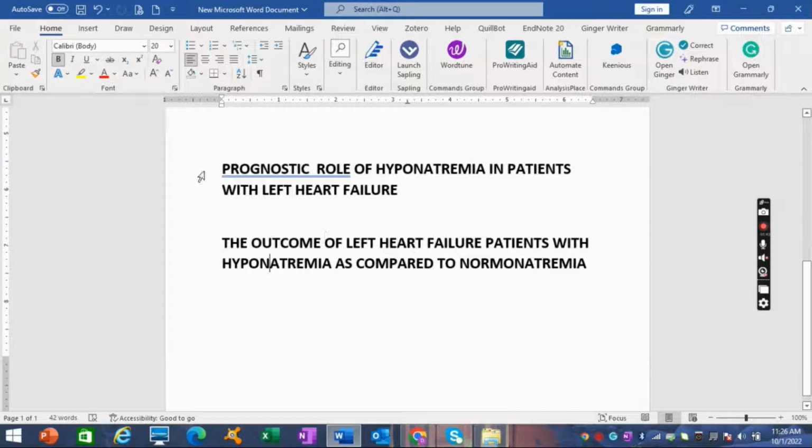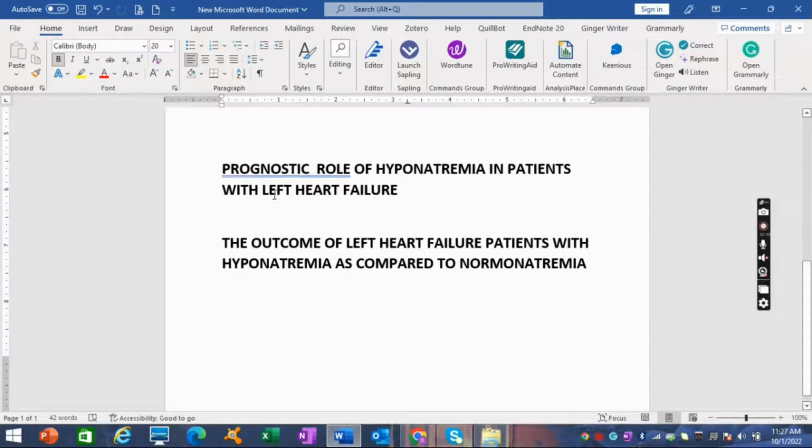See, in the first I will discuss. This is the same topic. This is the same topic. I have arranged it in two different ways. The same topic. Now let's focus on this first topic. See, it says prognostic role of hyponatremia in patients with left heart failure. Now this tells that I am going to see the effect of hyponatremia, low serum sodium, in patients with left heart failure. But why am I seeing this?